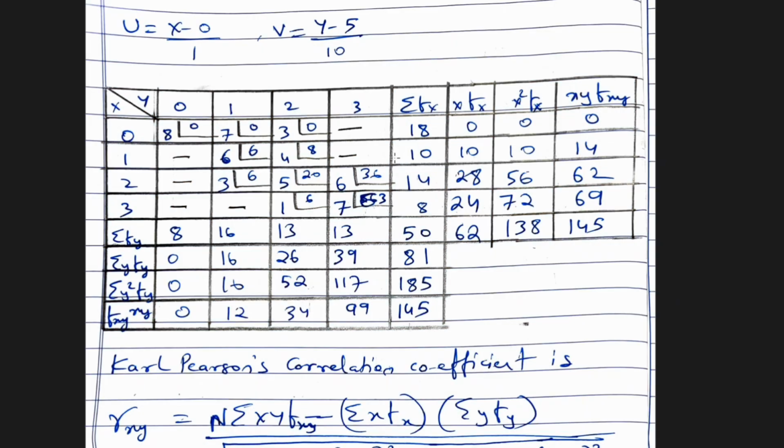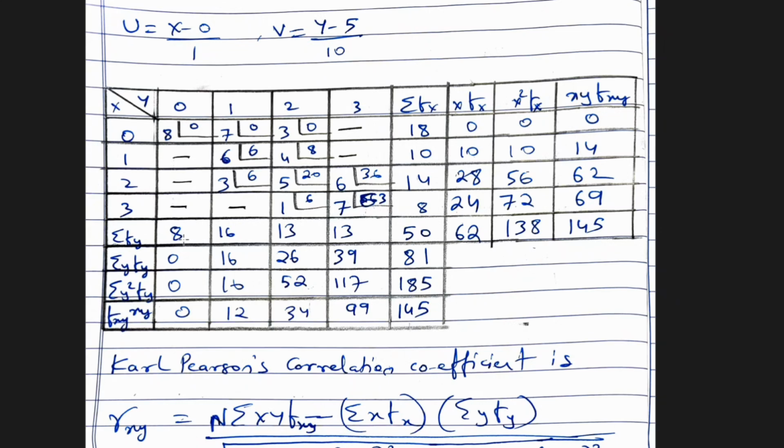Now here we write the totals. So 8 plus 7 plus 3, 8 plus 7 is 15, 15 plus 3 is 18. So the total frequency of the variable 0 is 18. Next, 6 plus 4, 10. 3 plus 5 plus 6, 14. Next, 1 plus 7, 8. Similarly, you take the vertical total, it will give you the values of y. So y is a variable and these are the frequencies. Basically, two marginal distributions written together.